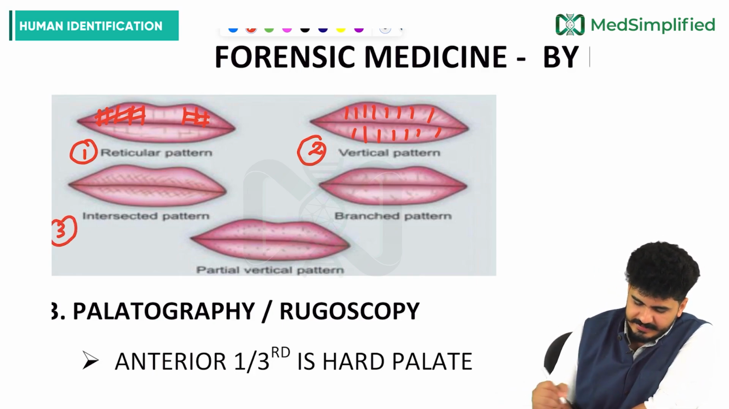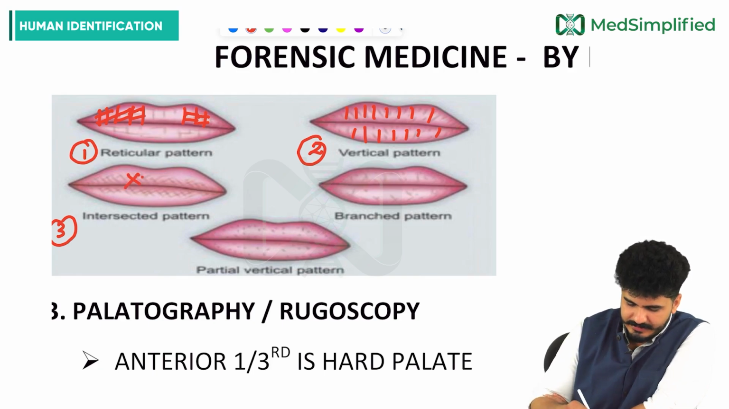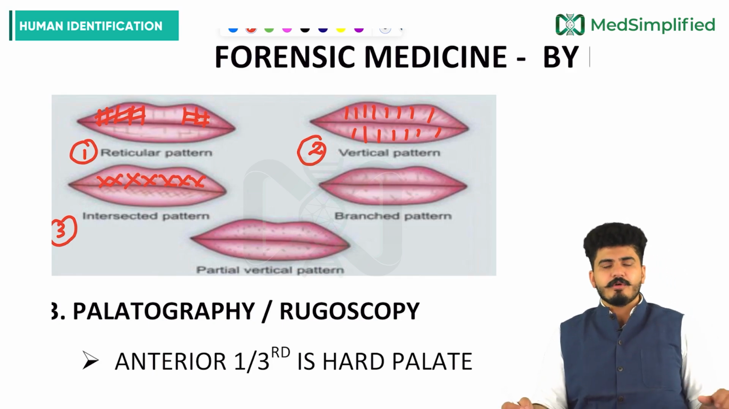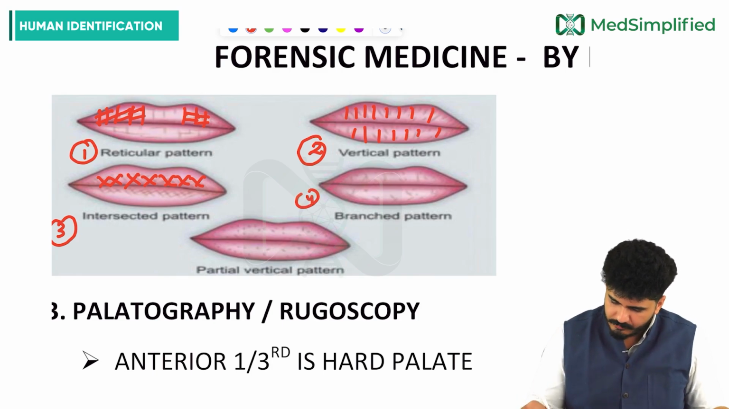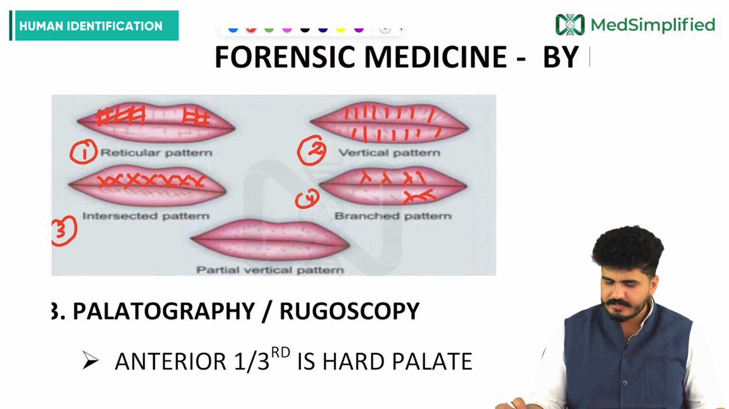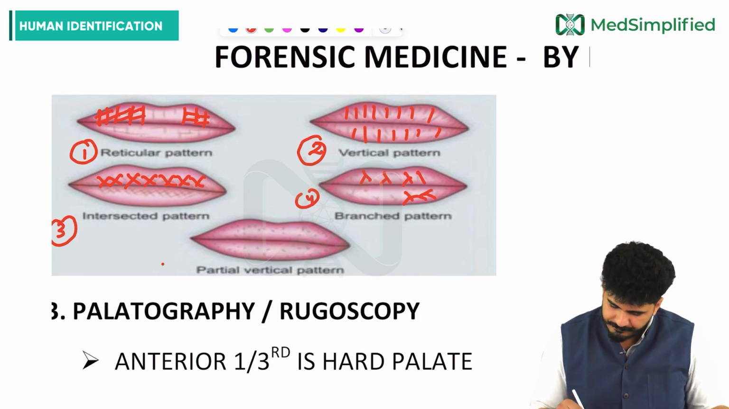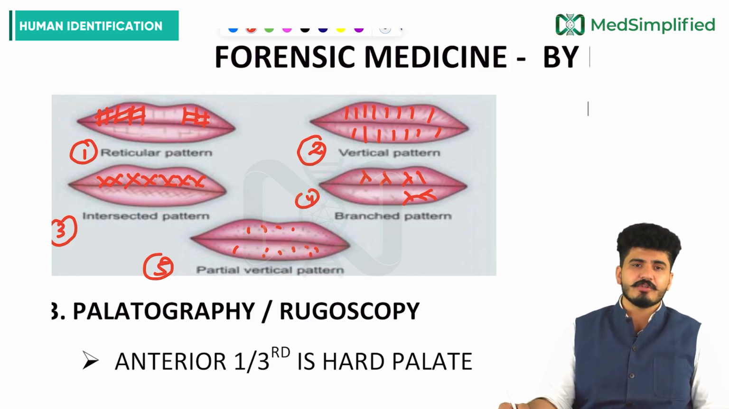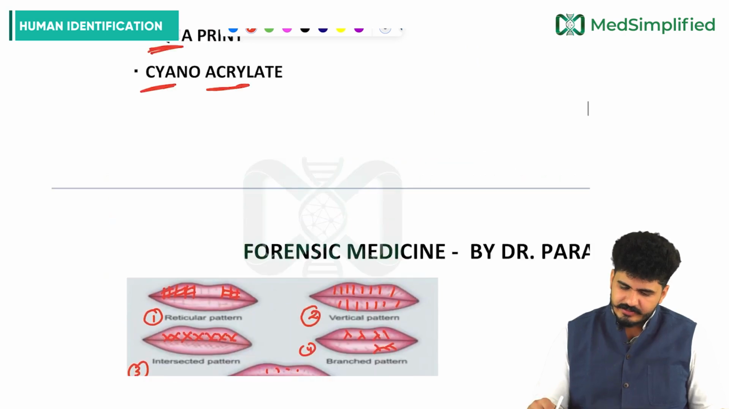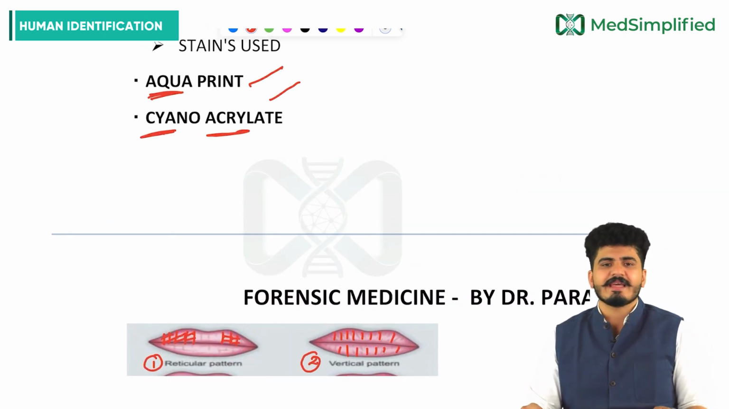The third type is the intersected pattern, where the lines intersect like this. The fourth type is the branched pattern, with branching like this. The fifth type is the partial vertical pattern. These are the 5 important patterns you will see in cilioscopy, and the dyes used are aquaprint and cyanoacrylate.